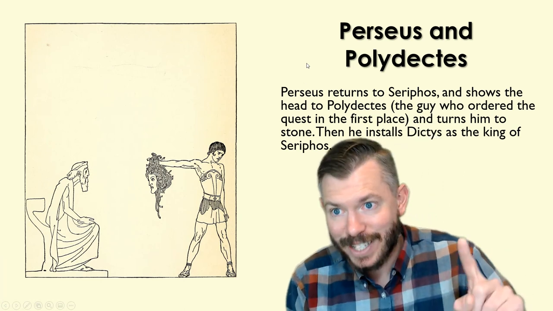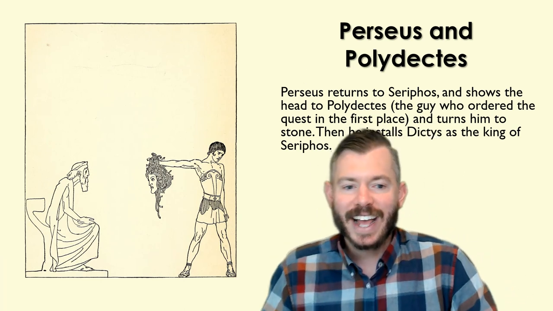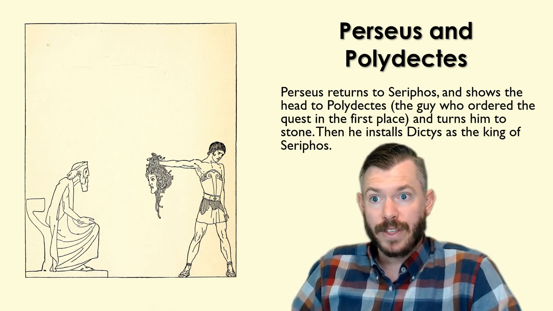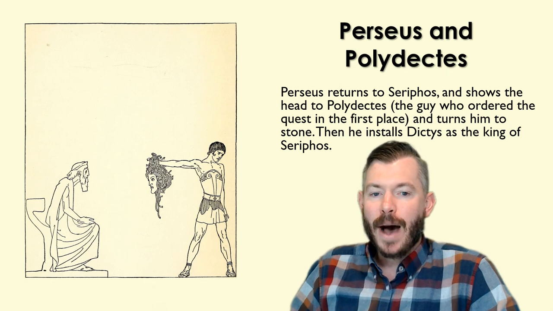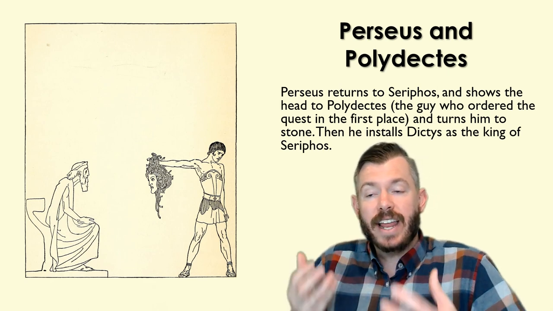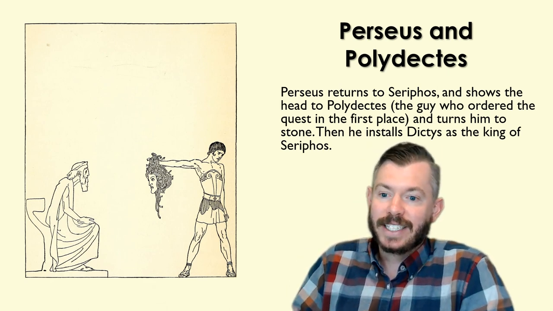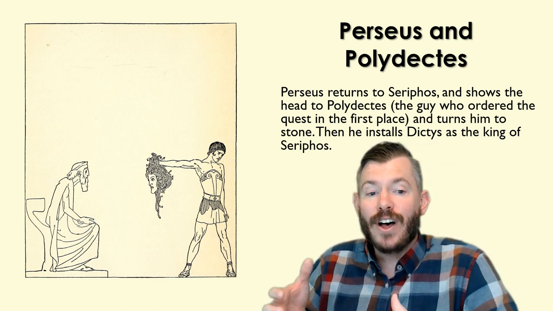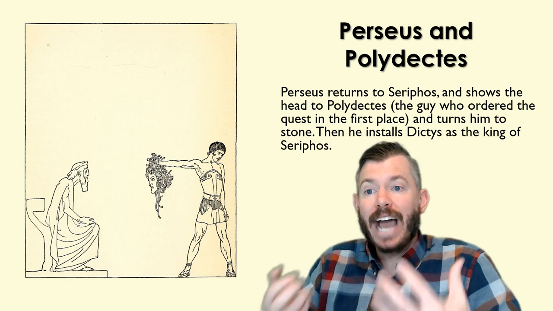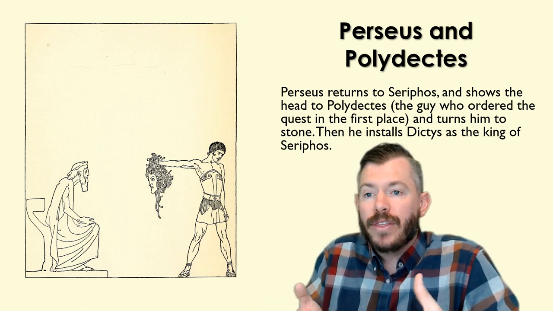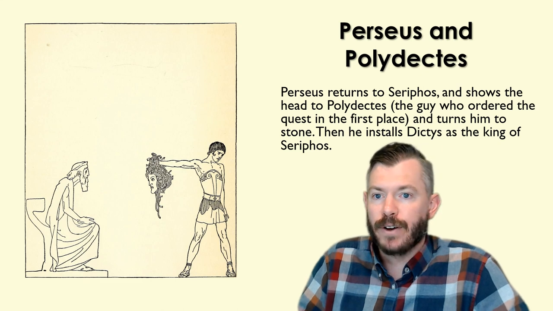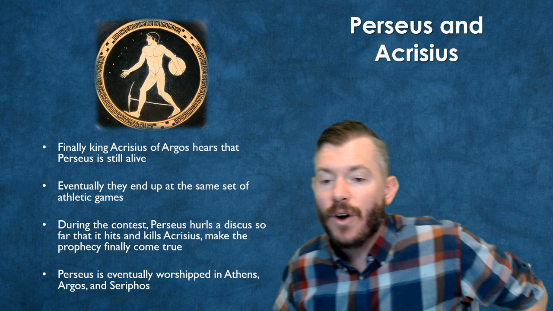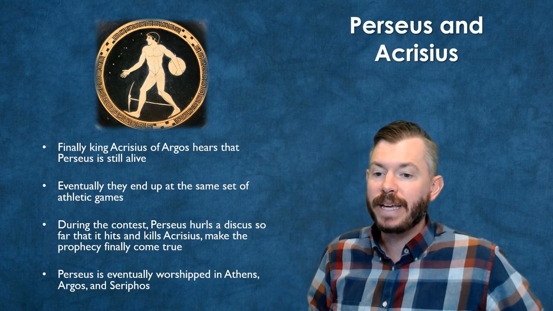Now he's not done yet, right? He's not done settling his scores yet. And so what we see next is he ends up heading off to Seriphos, where this sort of started, but where King Polydectes set him off on the quest. And he gets there, boom, you just got gorgoned again to the king. And then he installs Dictys, remember the guy who actually brought him out of the water, the brother of the king, as the new king of Seriphos. And he's not done yet, right? He's actually going all the way back to Argos, where this all began.